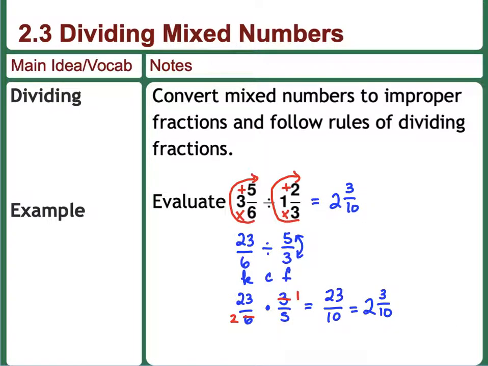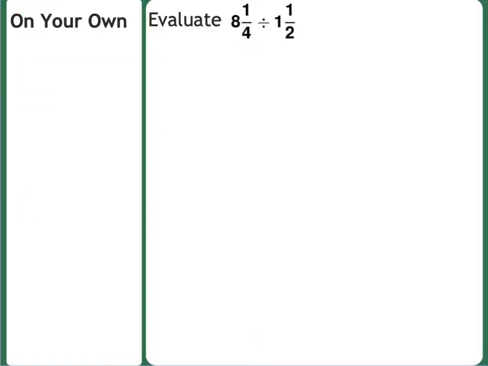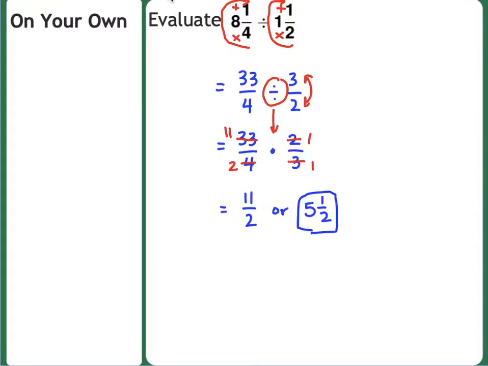Alright, so why don't you go ahead and try this one on your own. 8 and 1/4 divided by 1 and 1/2. Remember that you need to change each of these to an improper fraction before you go ahead and keep, change, flip. So give it a try. Alright, so you should have gotten 5.5 for that one.